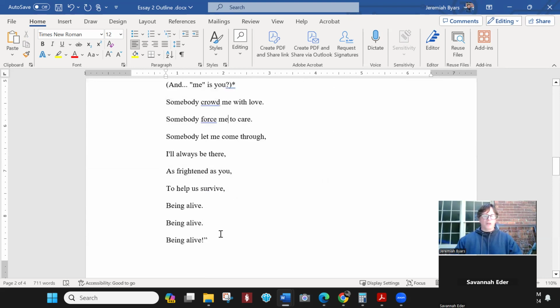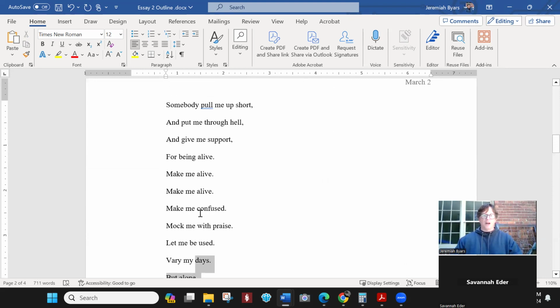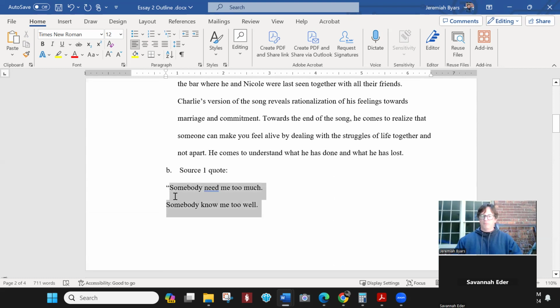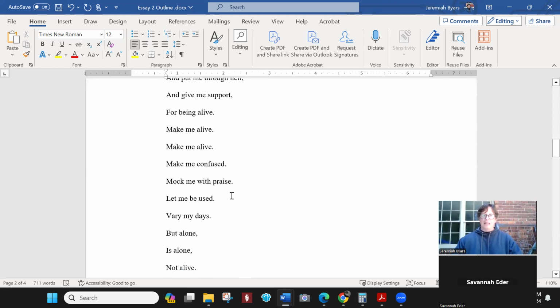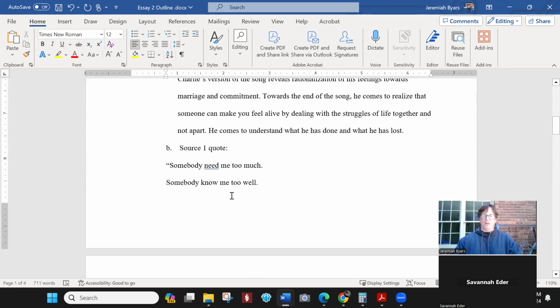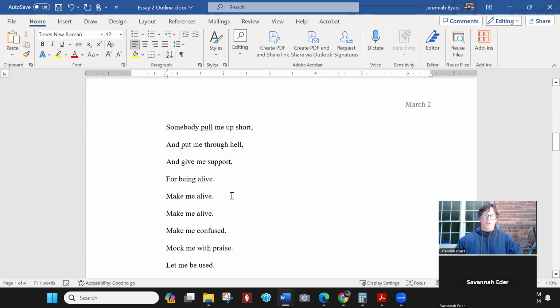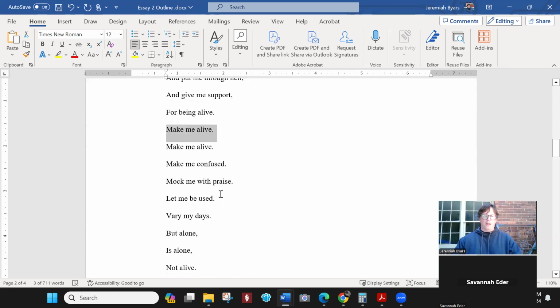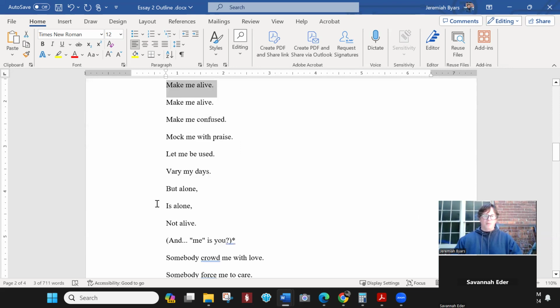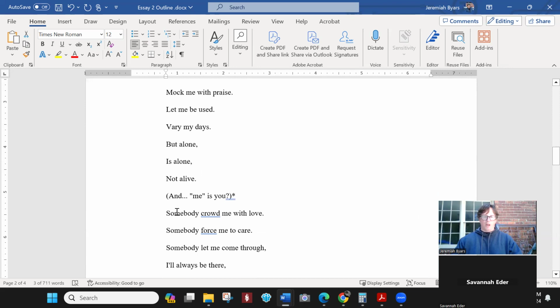Here, this person put the entire list of the lyrics from the actual song. Cool. But of course, when this person writes lines from this song, they're not going to include the entire song in their paper. They might do things like: make me alive, somebody crowd me with love, somebody force me to care, somebody let me through.